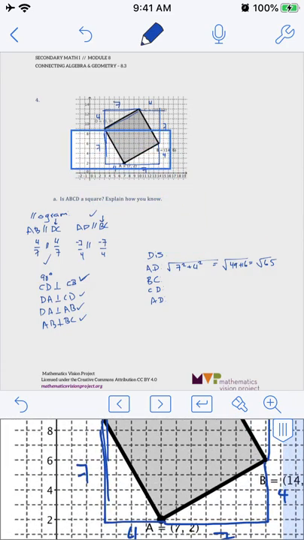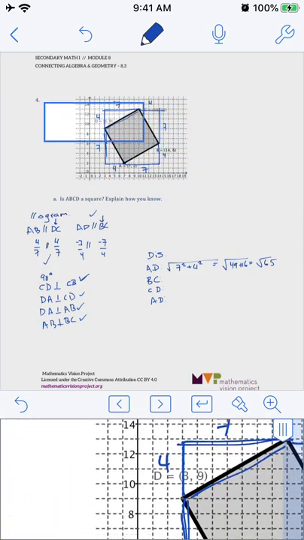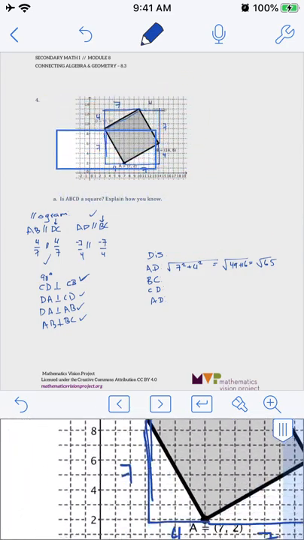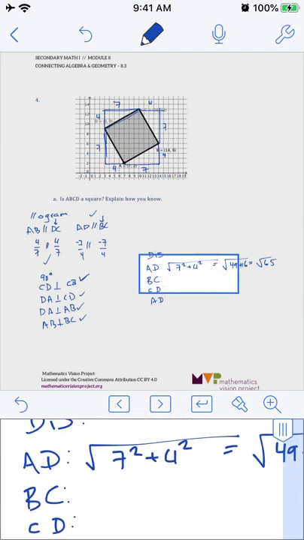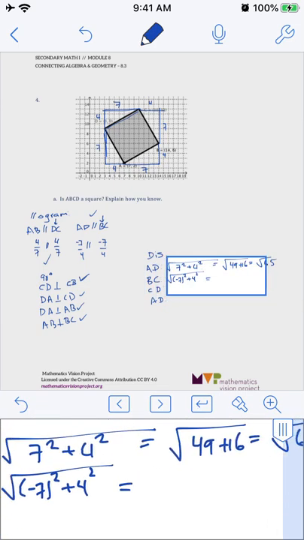Can you already kind of tell something? You guys are my logical class. Can you kind of tell these are all the same numbers? But let's just double check. You never know. There might be a minus somewhere. BC was -7, +4. But that doesn't matter here, right? Because -7 squared is +49. And again, we have 65.